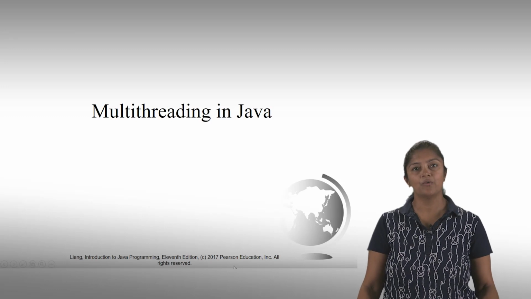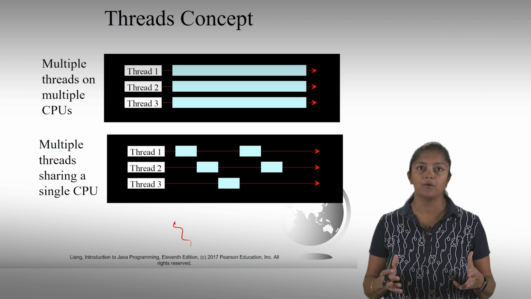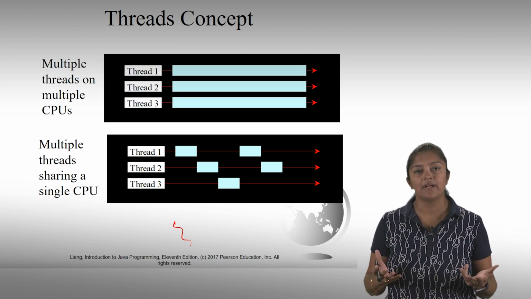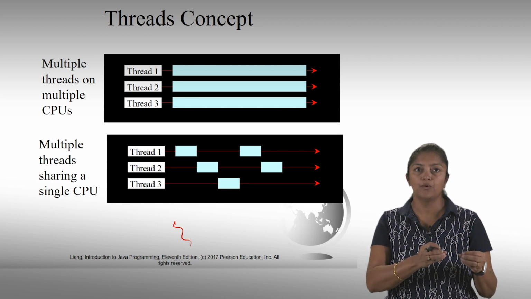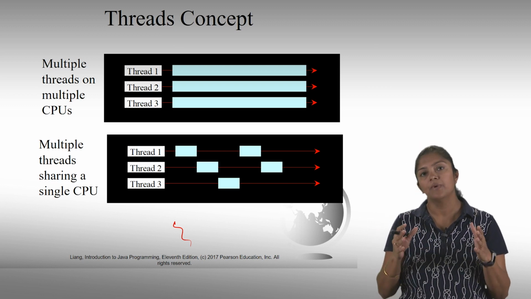In this video, we'll go over multi-threading in Java. So we'll look at the concept of thread and how threads are created using the Java APIs. Basically, a thread is a process that's created to execute certain statements for a given program.